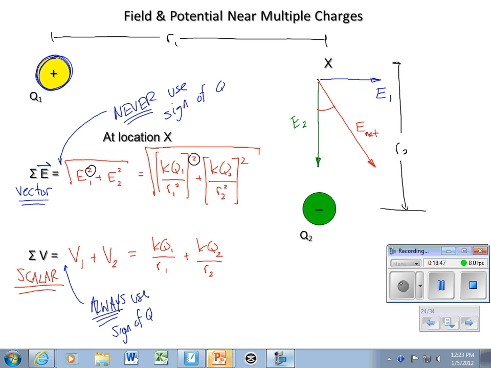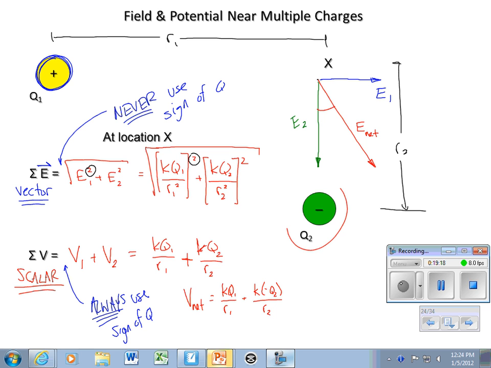So this is actually going to turn into, well, I have to make it minus here. Well, you know what? Let's go back to here. Let's say that it would really turn into this: V total, V net, would be k Q1 over R1 plus k times negative Q2 over R2, right?